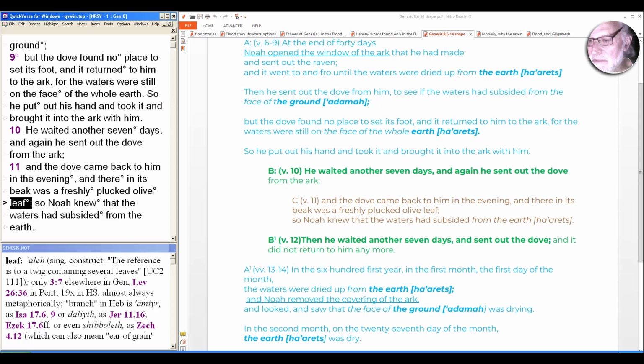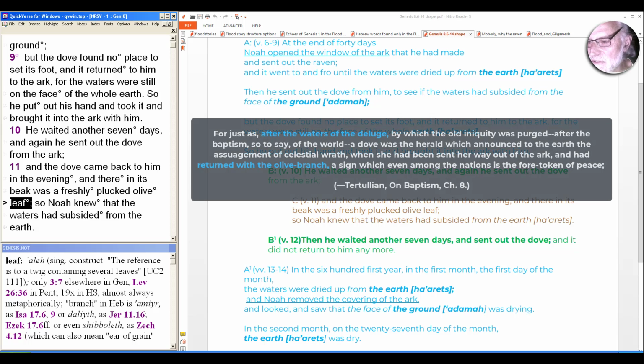Curiously, a way that it found its way into Christian tradition is via the Latin writer Tertullian, writing in the late 2nd, early 3rd century, and he links it with baptism. You see here in this quote, "For just as after the waters of the deluge, by which the old iniquity was purged, after the baptism, so to say, of the world, a dove was the herald which announced to the earth the assuagement of celestial wrath, when she had been sent her way out of the ark and had returned with the olive branch, a sign which even among the nations is the foretoken of peace."